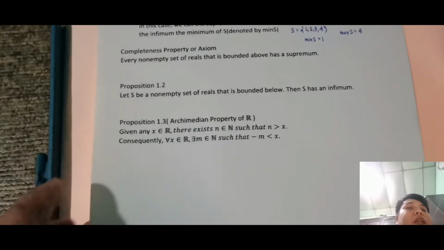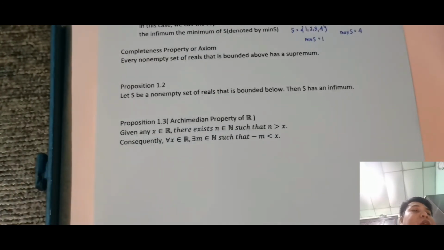Proposition 1.3. The Archimedean property of real numbers. Napaka-special nitong Archimedean property na to. Okay, so let's have this theorem or this property. Given any x element ng real number, there exists n element ng natural number such that n is greater than x. Ano ibig sabihin yan? Kumuha ka ng kahit anong real number, ang sabi niya, may mag-i-exist daw na natural number na mas malaki doon.